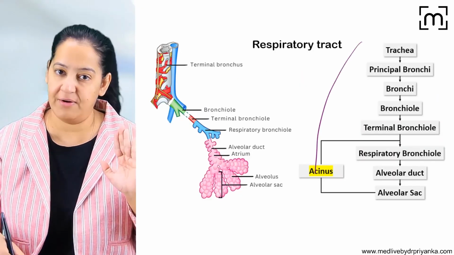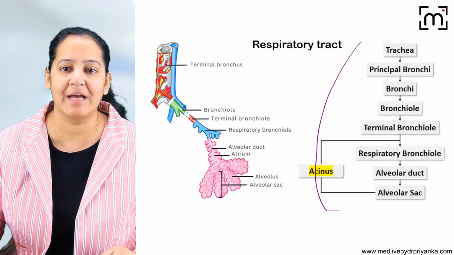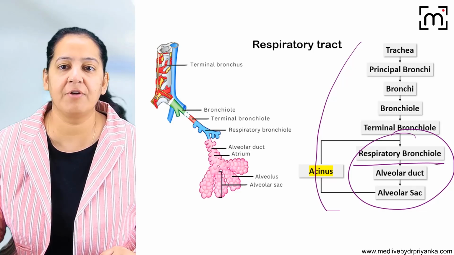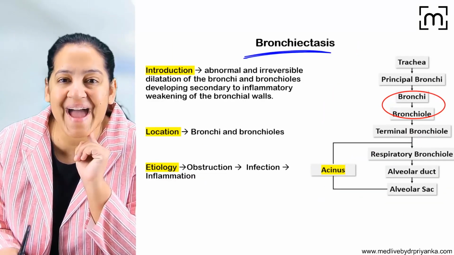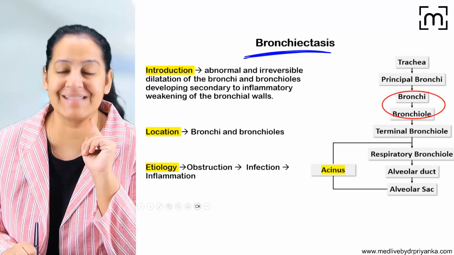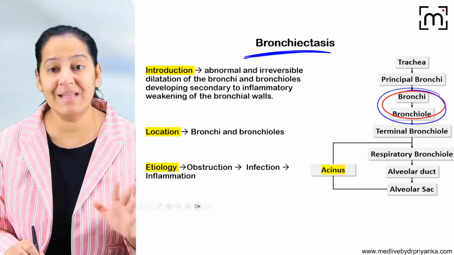This is the same respiratory tract, and you can see it here also. The last 3 things together are known as acinus: respiratory bronchiole, alveolar duct and alveolar sac. Now let's start the topic bronchiectasis. What is bronchiectasis? Bronchiectasis is a disease of bronchi and bronchiole. So see the level of obstruction.